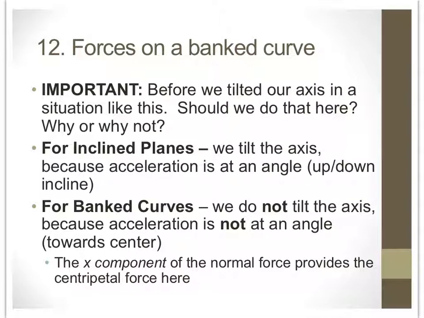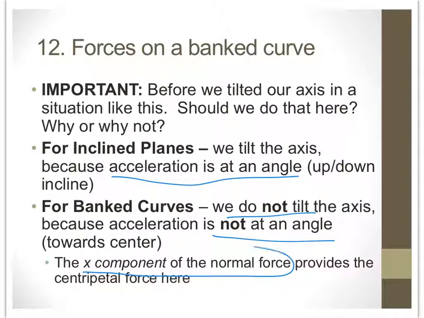As I was just mentioning, with inclined planes we do tilt the axis because our acceleration is at an angle. For banked curves, we do not tilt the axis because the acceleration is not at an angle. And the x component of the normal force is the thing that ultimately provides that inward force leading to that inward centripetal acceleration. So even though these two situations look similar in terms of their free body diagrams, they are different situations. That's why it's important to know why we did some of the things we were doing earlier, because in this case, we are not going to tilt our axis.